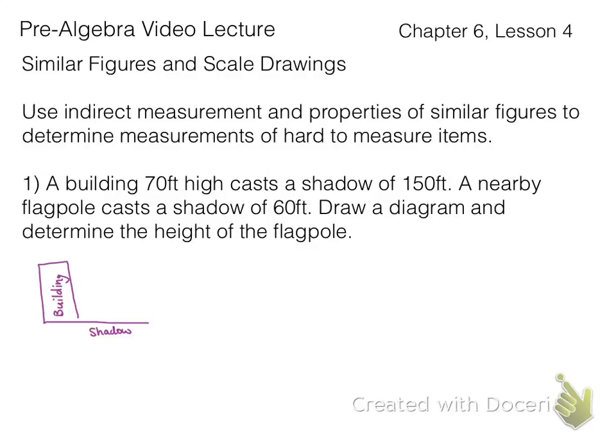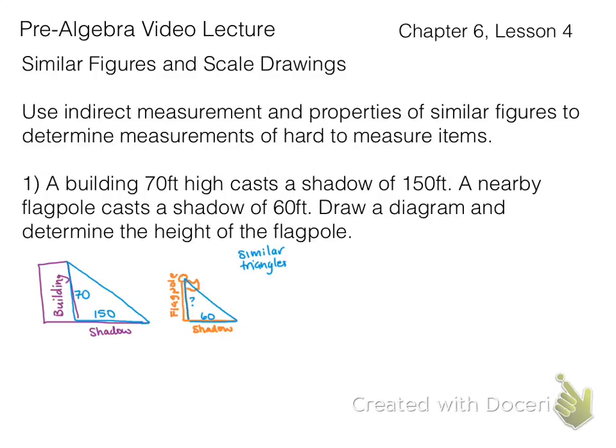So here's a building and its shadow. Here's a flagpole and its shadow. Remember, this is like a triangle. This is how we know they're similar figures. It's not just two angles that we're comparing. We can actually draw little triangles. So they're similar triangles. So the building is 70 feet.